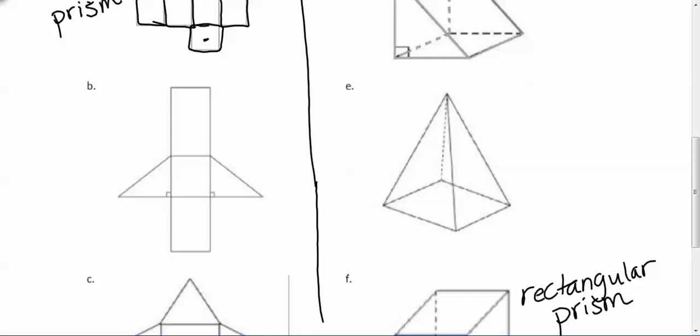All right, so now we're going to look at B, which is what we call a triangular prism.